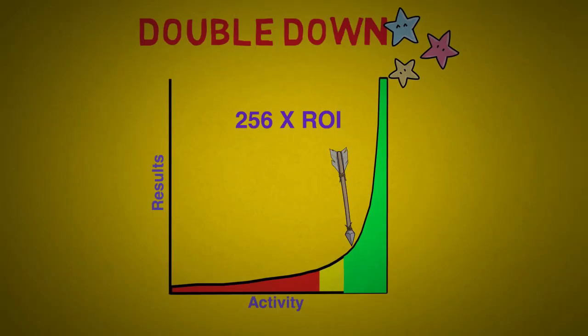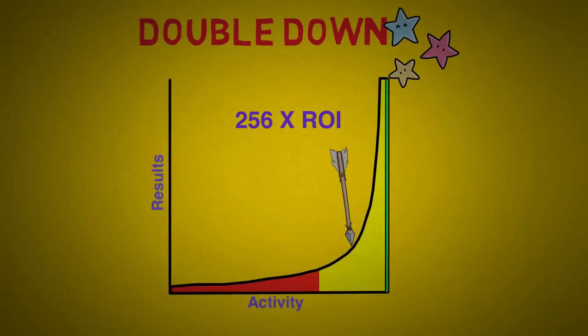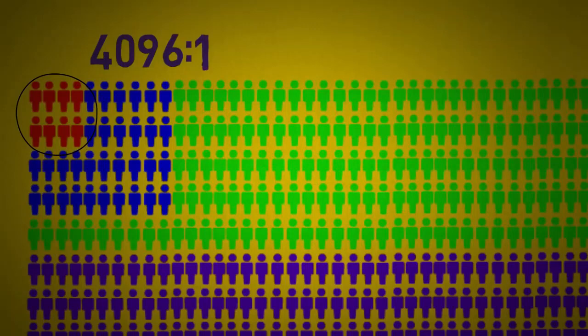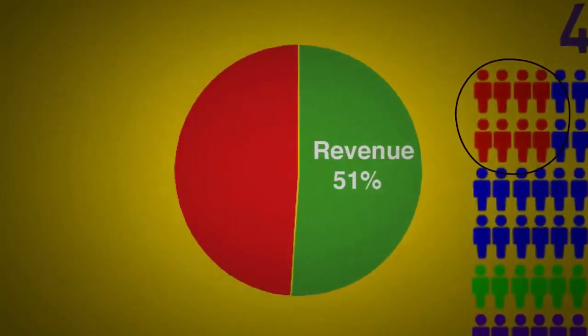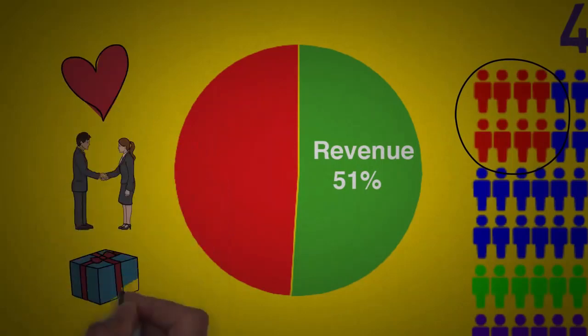Instead of focusing on only the 20% that produces high results, try to focus on only the 4% that produces enormous results. Then if that's not enough, double down again and start getting an insane 4,096 times ROI. Like if you had 1,000 employees, focus your attention on the 8 who are going to give you a 4,096 to 1 return. They'll be generating about 51% of your revenue. So love them, take care of them, because believe me, you don't want them quitting.